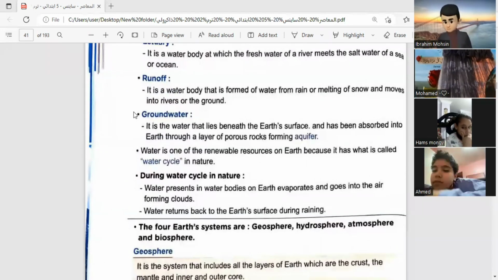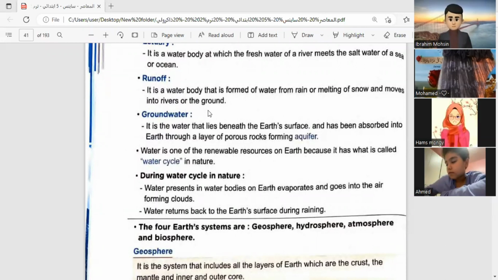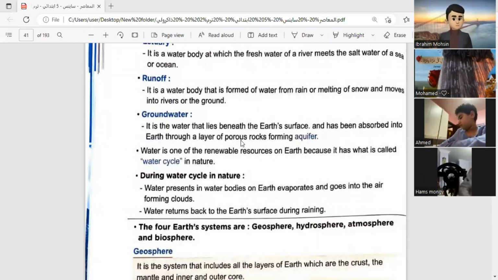Here also we have the last one, groundwater. Groundwater is water that lies beneath the Earth's surface, under the Earth's crust, and has been absorbed into Earth through a layer of porous rock forming an aquifer.